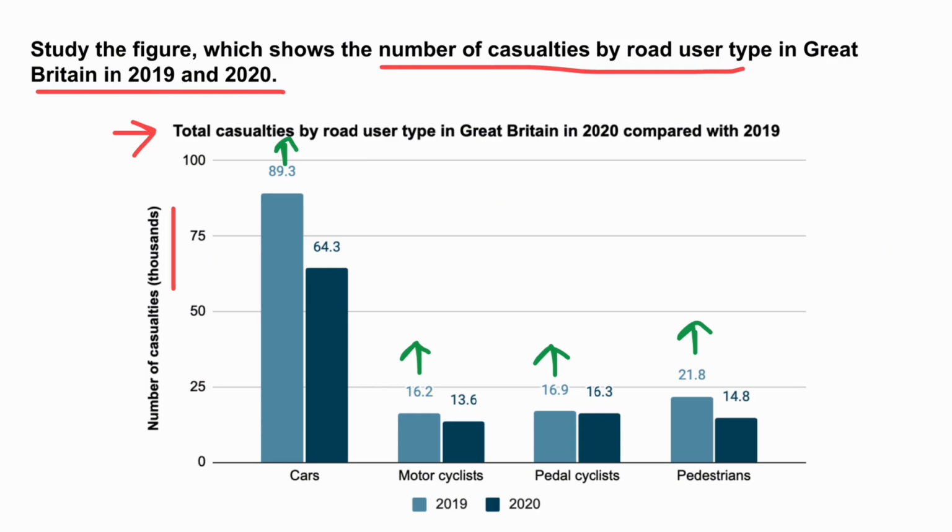Another thing you can look at when you make comparisons is the degree of difference. So for example, 89.3 to 64.3, you see the gap. This is the biggest gap, the biggest decrease that you see compared to all other categories. So cars, you get the greatest decrease. Your pedal cyclists, you get your smallest decrease. So these are elements that you should take note of when looking at a categorical bar graph.